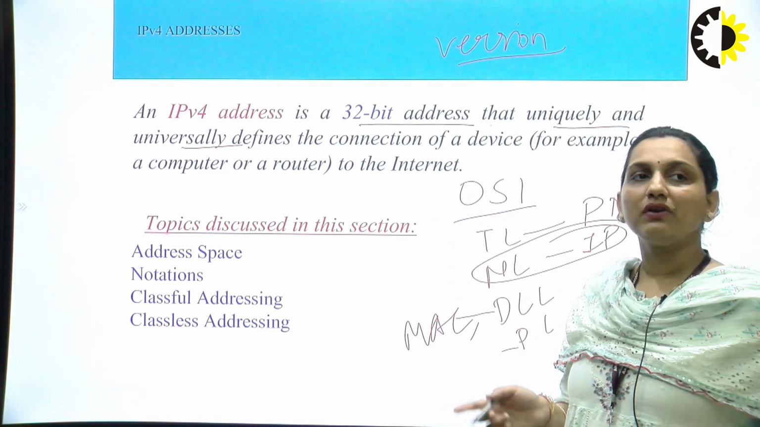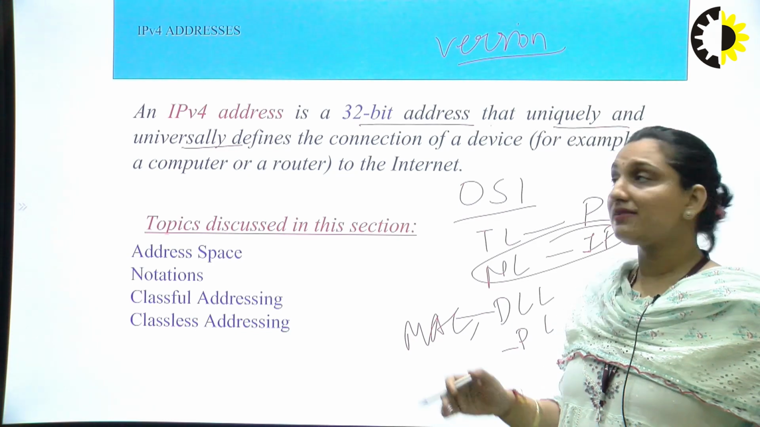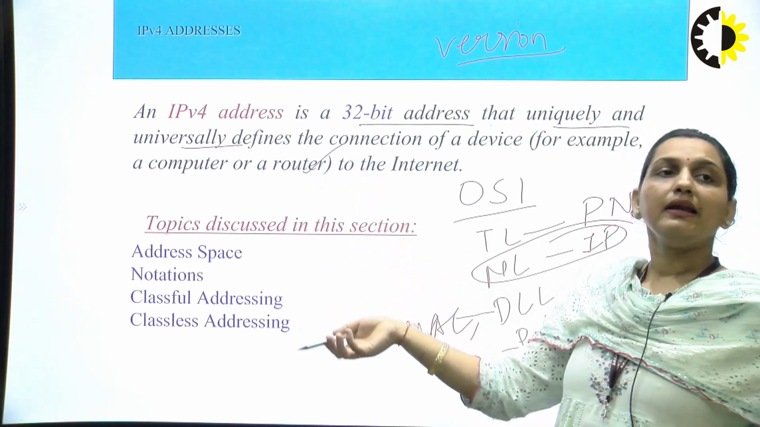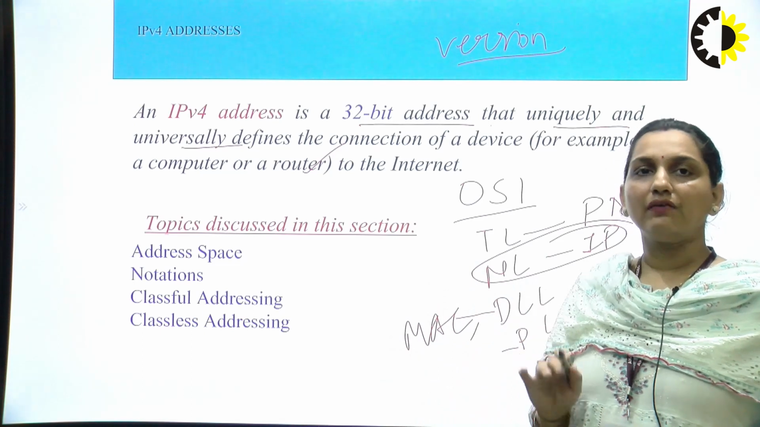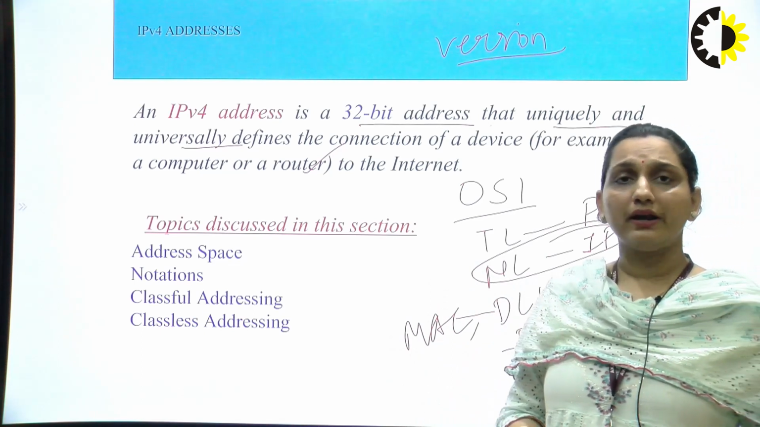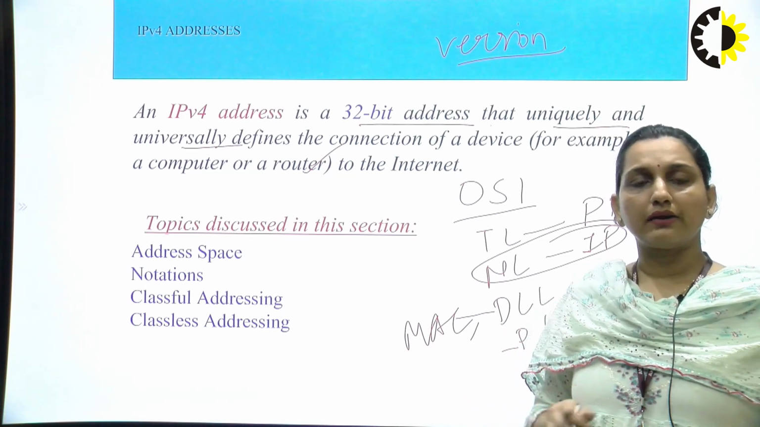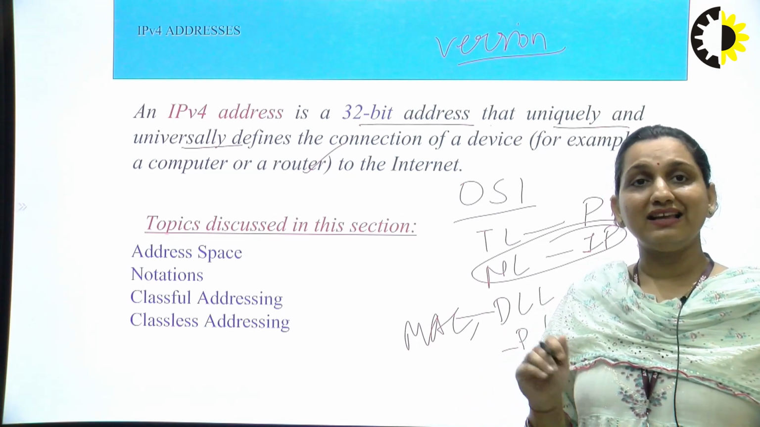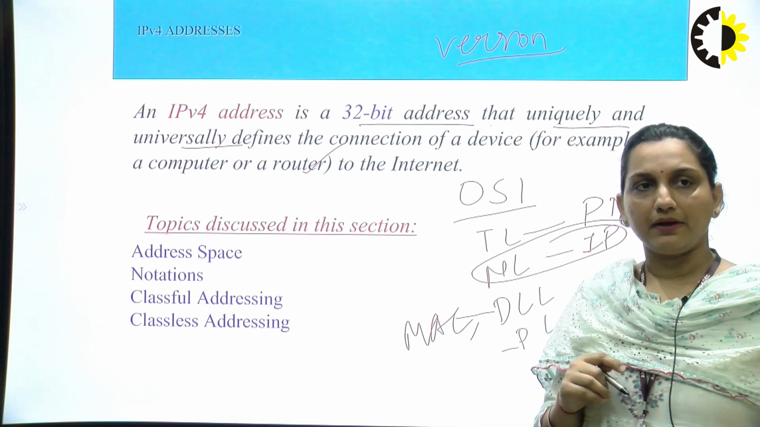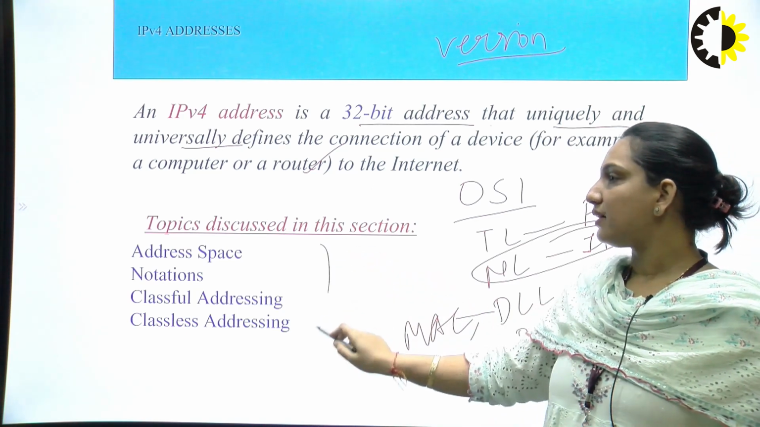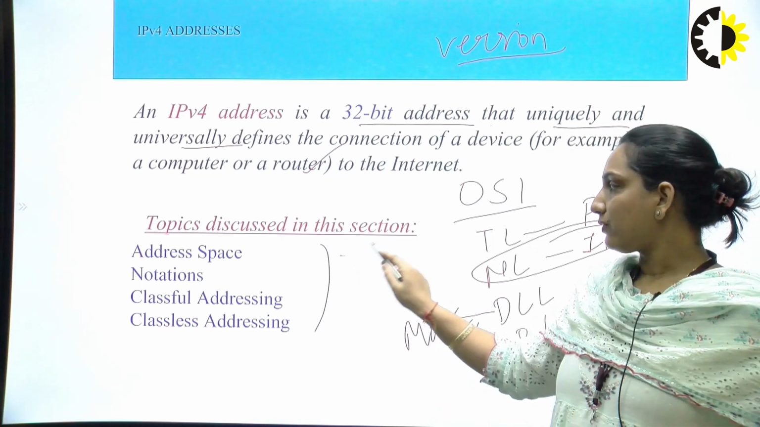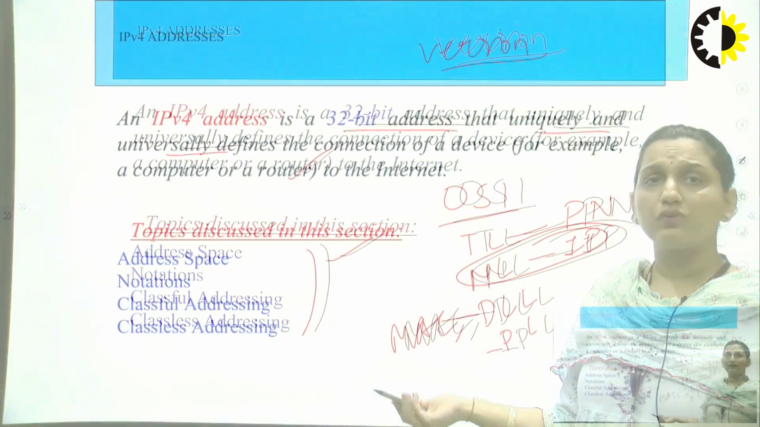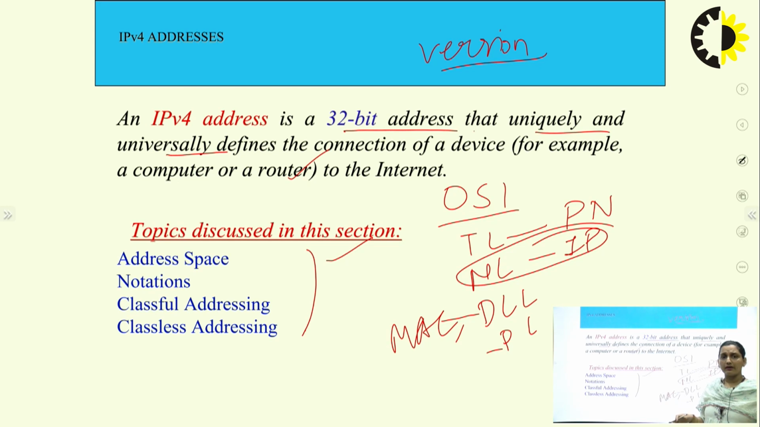It is a connection of devices, whether a router or any computer; everyone has an IP address. If you are working in a network of interconnected computers, you have to make sure that these computers are assigned IP addresses. In this session we will discuss the address space and the notation we use for IP addresses. We are focusing on two types of addressing, classful and classless, and we will go through them one by one.